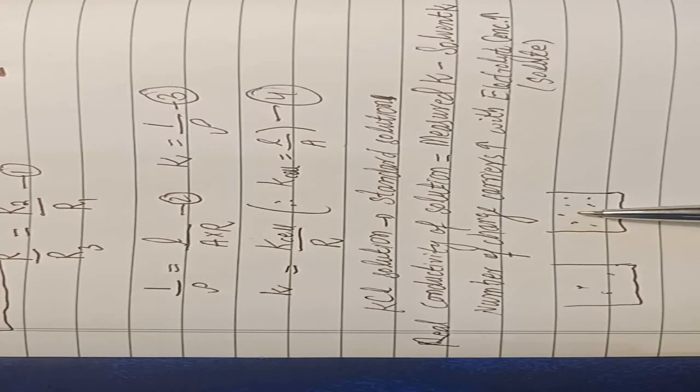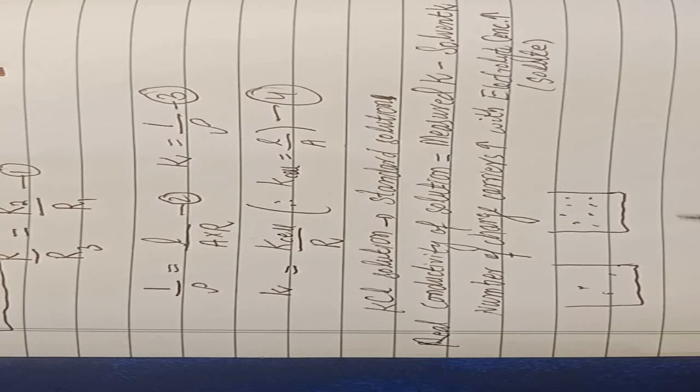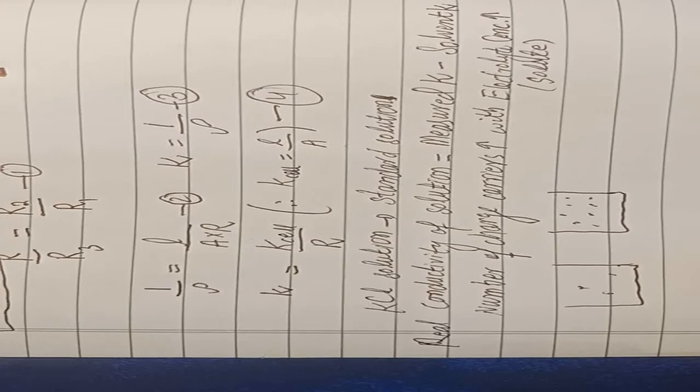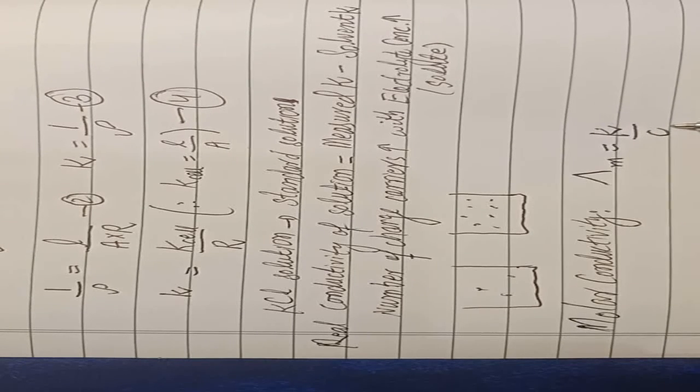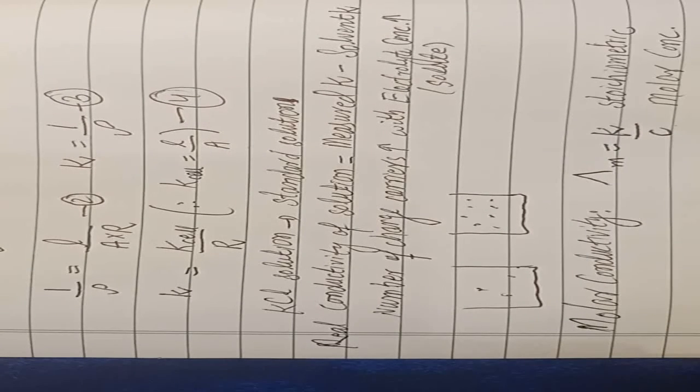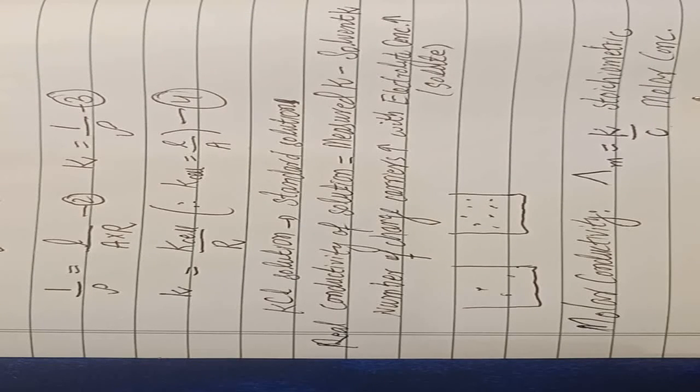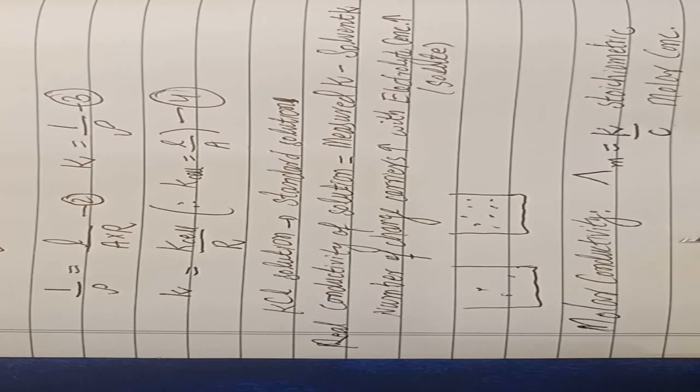So in order to get a measure of the current carrying ability of a given amount of electrolyte, one defines the molar conductivity. Molar conductivity is abbreviated as capital lambda m, which is equal to the conductivity of the solution per unit concentration. Here C is actually the stoichiometric molar concentration, as the molar conductivity depends on the number of active species, also known as electroactive species.